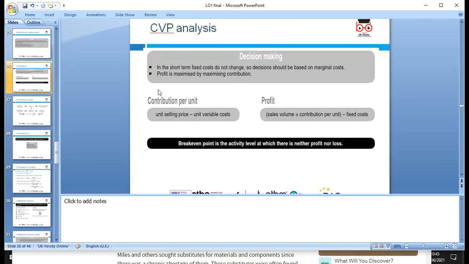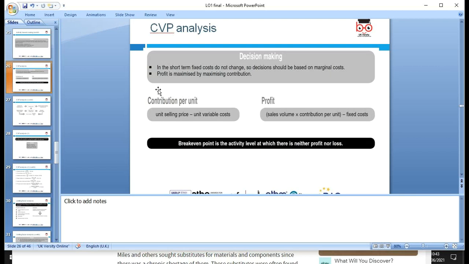Next we can look at decision making. As we said, decision making is selecting the best option. We can look at break-even analysis. Break-even is a point with no profit and no loss. Always we find the contribution. The contribution formula is selling price minus variable cost.